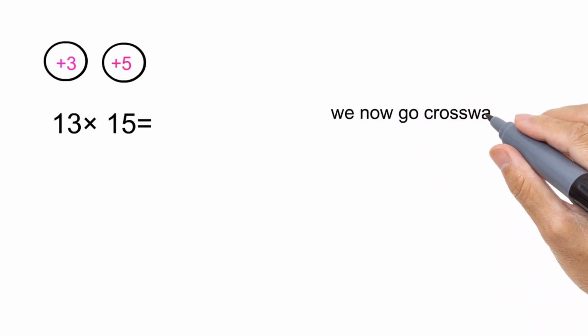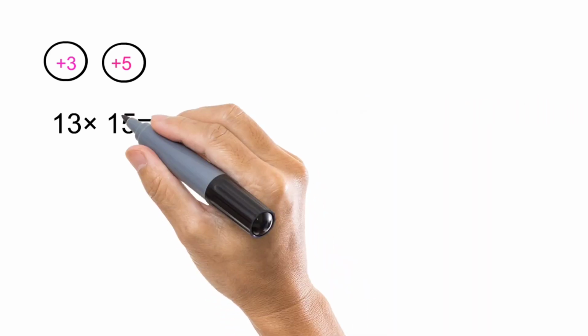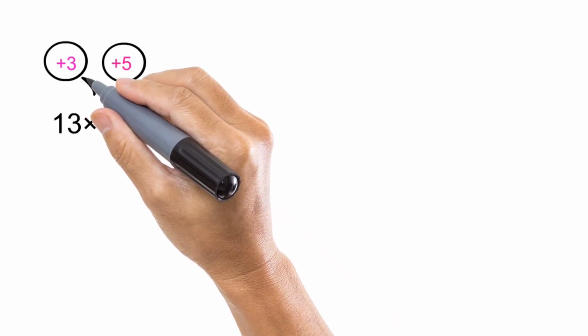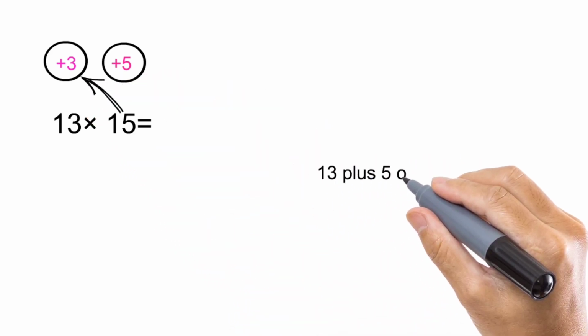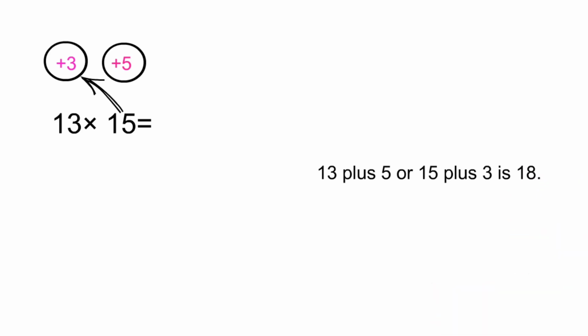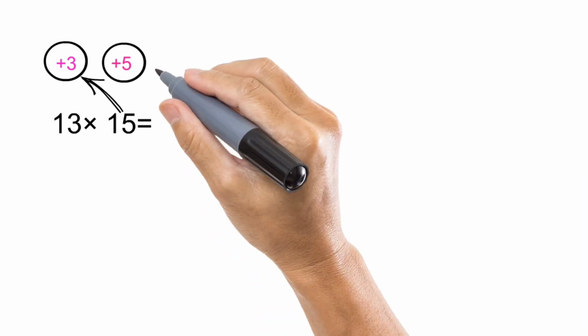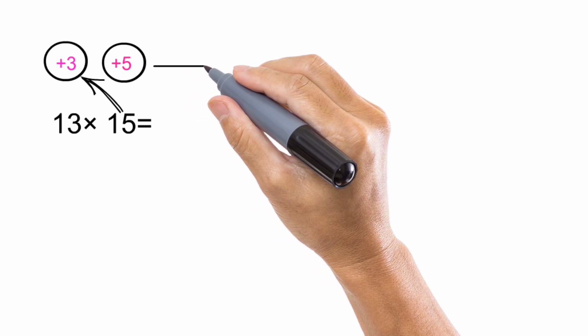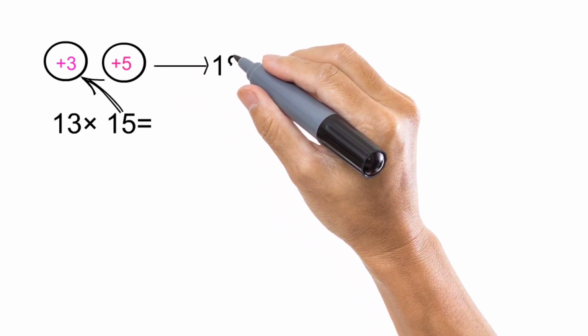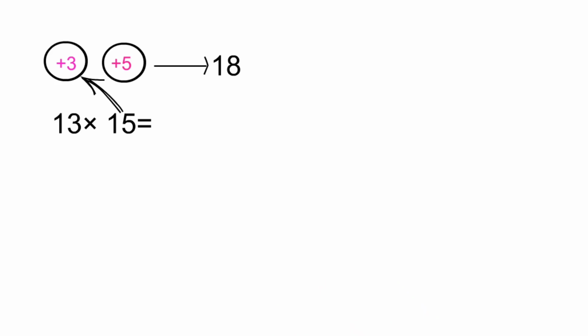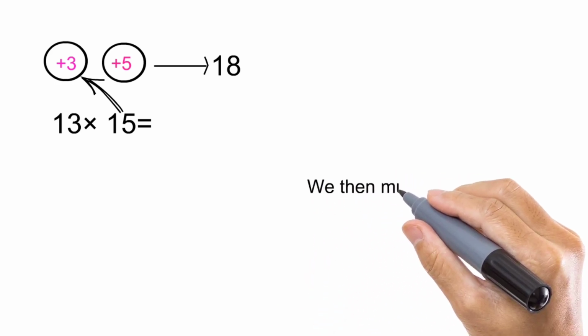We now go crossways. We have to add 15 plus 3 or 13 plus 5. Both will give us 18. Write down 18 like this.